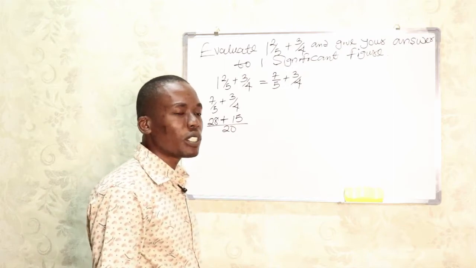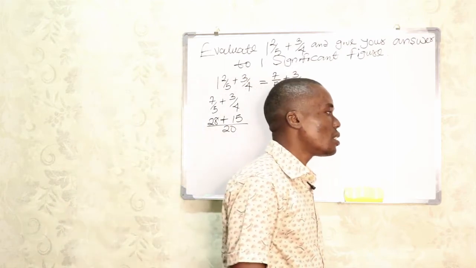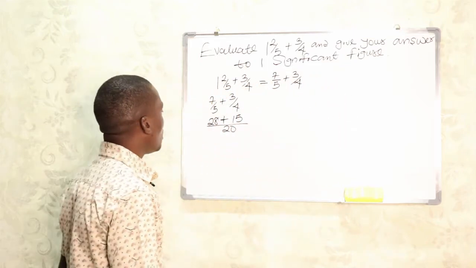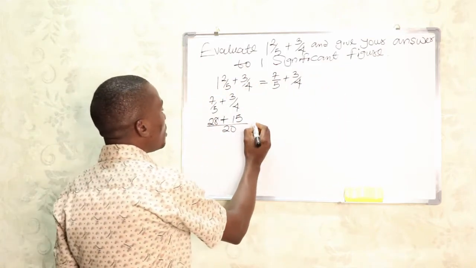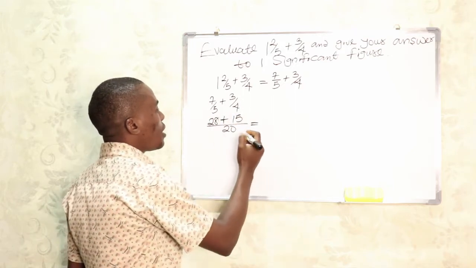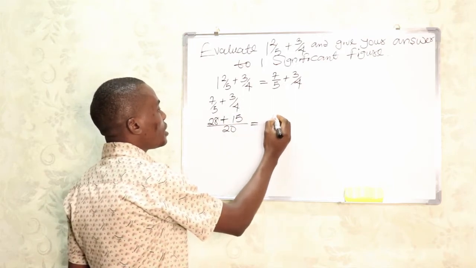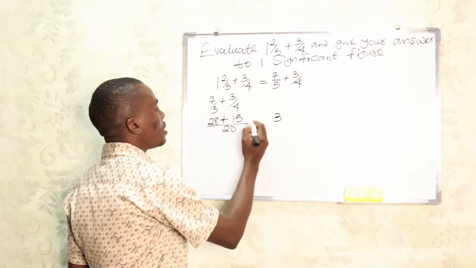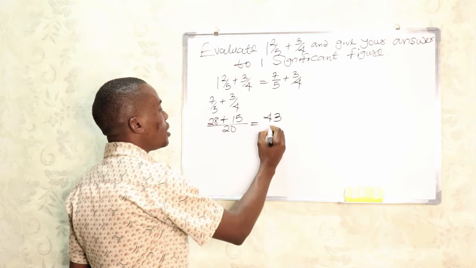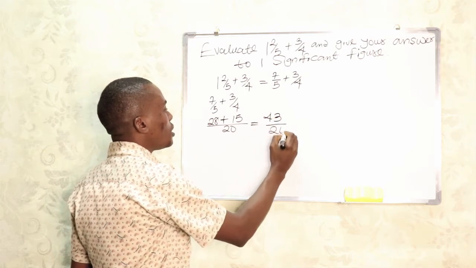Now you go ahead and add these 2 things. If you add these 2 things, what are you going to get? 28 plus 15 will give us 43, divided by 20.